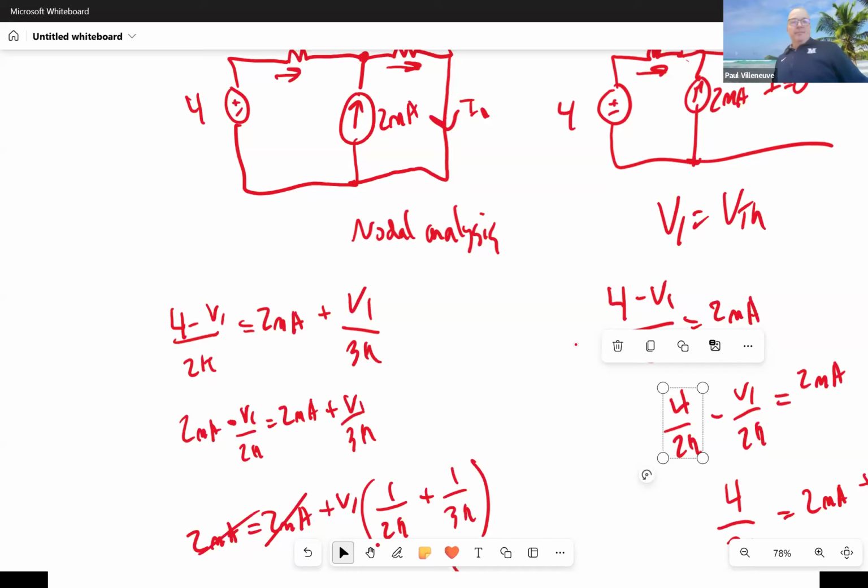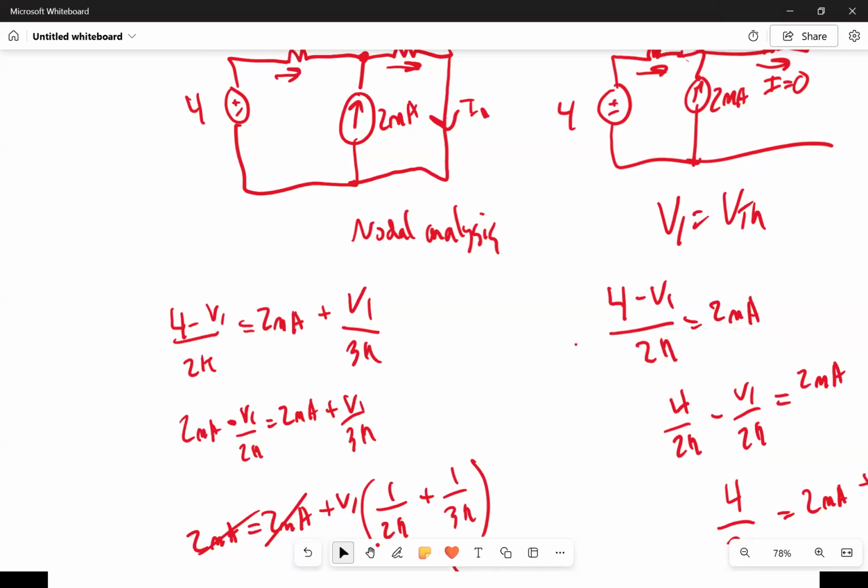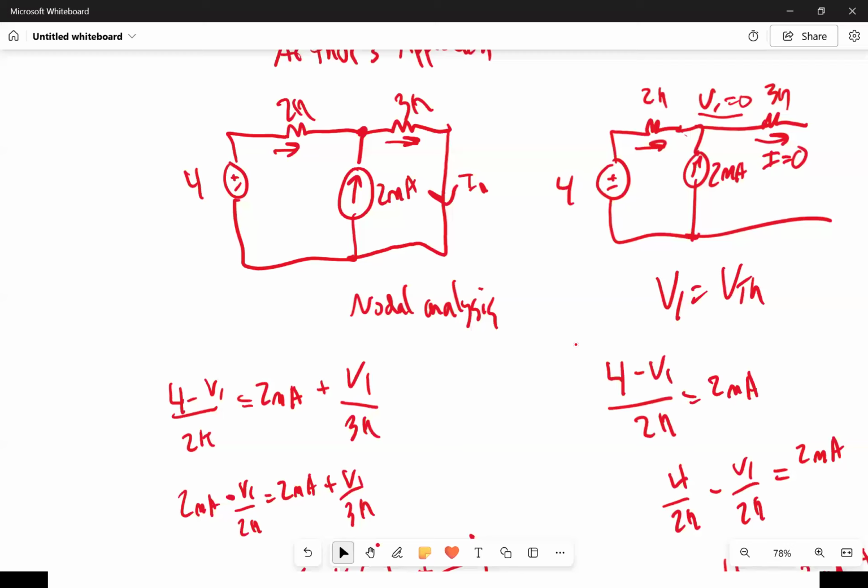Okay, fire away. So you turn the 4 volts with the 2K into a current source equivalent. So you end up having two 2 milliamp current sources in parallel that you can add together. So you have a 4 milliamp current source in parallel with 2K, and then you just turn that back into a voltage source and you get 8 volts in series with the 2K and 3K in series.